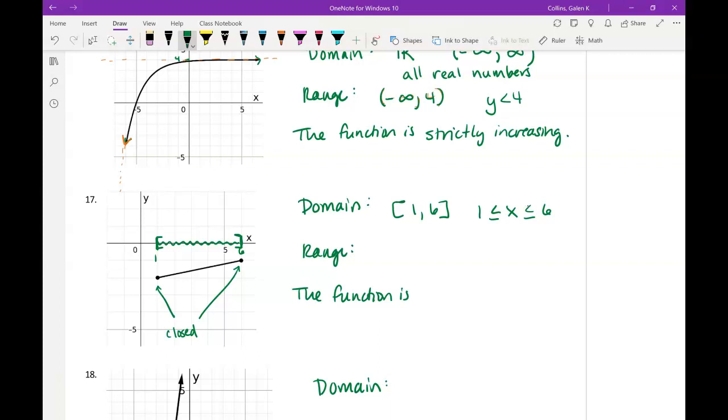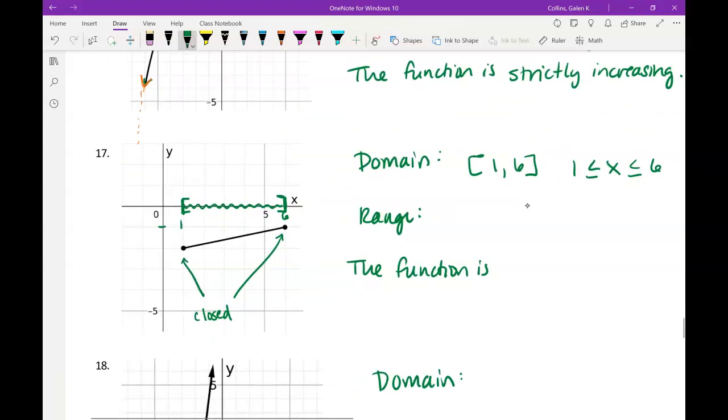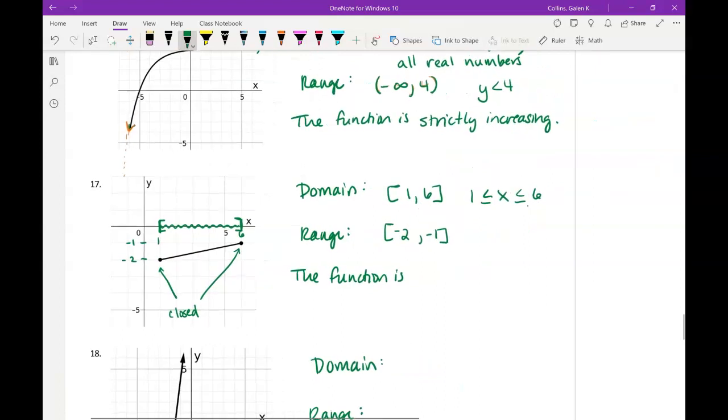All right, for the range, pretty small range for this little function. If I look at my y values, the function exists at 1 and has the function value of -2. And then when x is 6, my function value is -1. So I want to include both those numbers in my range, or I could show that like y is less than or equal to -1, but greater than or equal to -2 if you prefer to write a compound inequality. I believe personally that interval notation is easier.